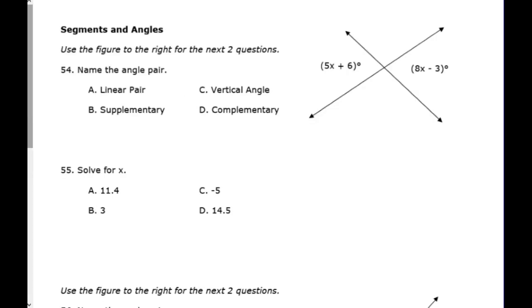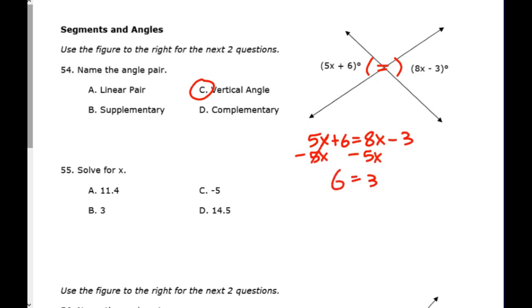Name the angle pair. So again, at an intersection, across from each other, those are called vertical angles. And if they're vertical, I know they're congruent, so I'm going to set them equal. 5x plus 6 equals 8x minus 3. Get rid of the smaller x. Get rid of the loner. And then divide by the coefficient. I end up getting letter B.